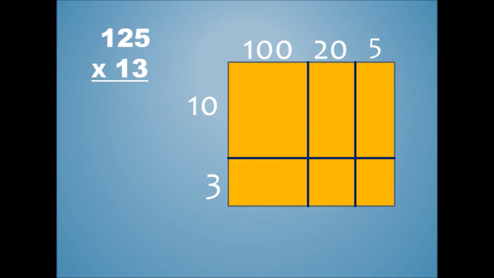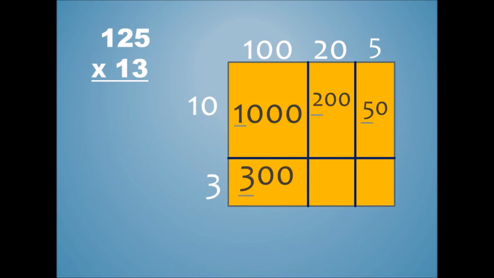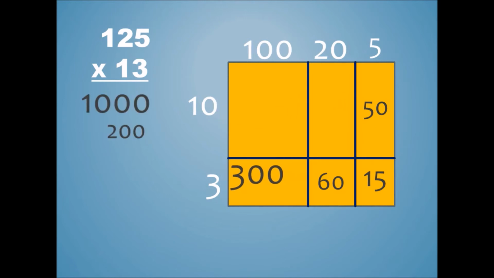Okay, so let's go ahead and do the area modeling for this. So it's the 10 times 100. Still the same. We're doing 1 times 1, and we're adding the zeros to that. So that's going to give us 1,000. Now 10 times 20 is 2 times 1, right? And we're going to add the 2 zeros from there. 10 times 5 is 50. Now let's go to the next row, which is 3 times 100. It's going to give us 300. 3 times 20 is 60. And then 3 times 5 is 15. Okay? So let's go ahead and bring them over. And we're going to add them vertically.